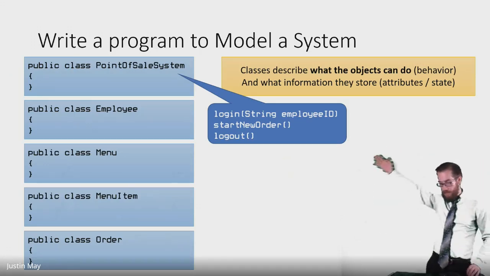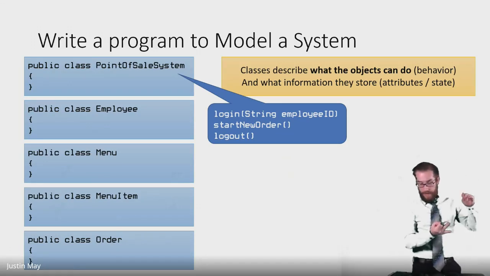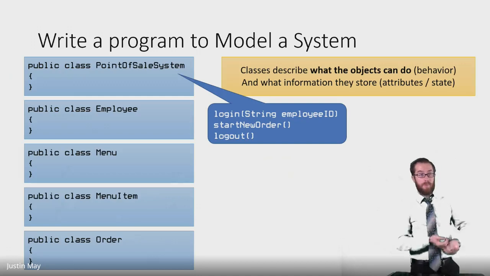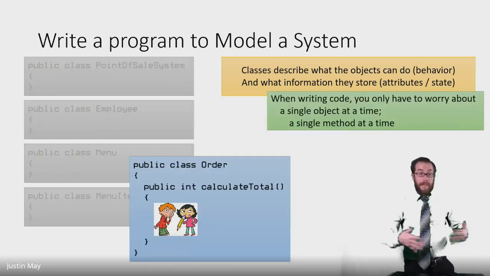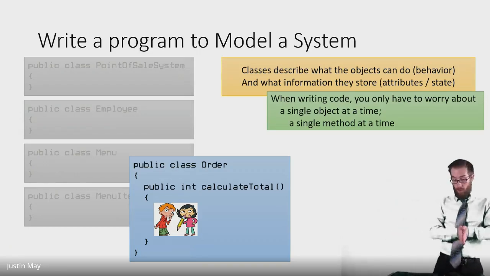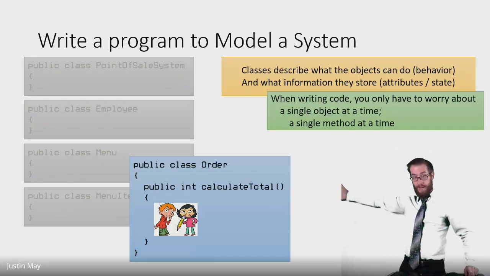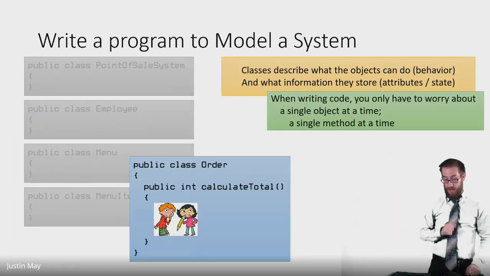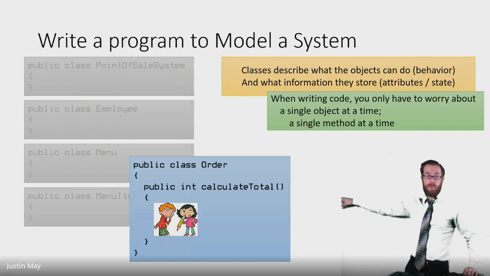For each one of these objects, you'll have to come up with what are the methods that it needs and what are the instance variables that it needs, what's its behavior, what's its attributes. That being said, when you're writing code, at any particular moment, you're only thinking about one class and one method in that class. That's all you have to focus on. I'm trying to solve the problem: how do I calculate the total of an order?